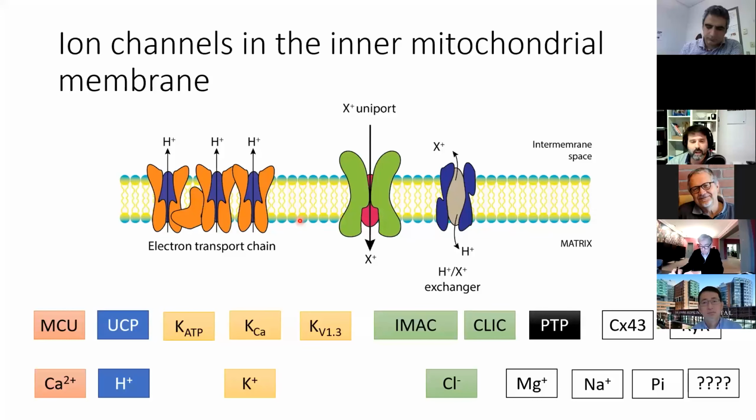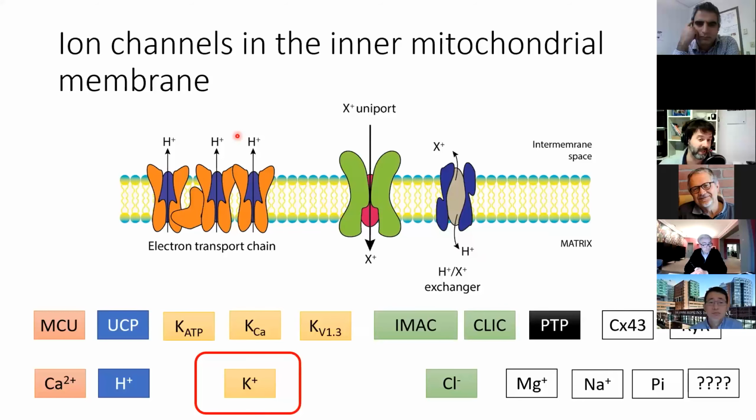And the point is that, of course, any influx of any cation should be counterbalanced by the efflux, and usually the efflux is mediated by a proton cation exchanger that exploits the proton driving force generated by the electron transport chain. In any case, my talk will be focused on potassium channels.